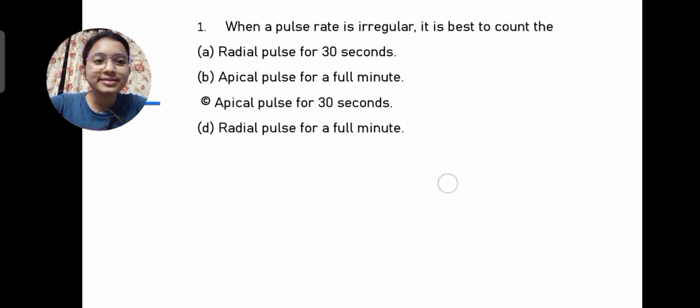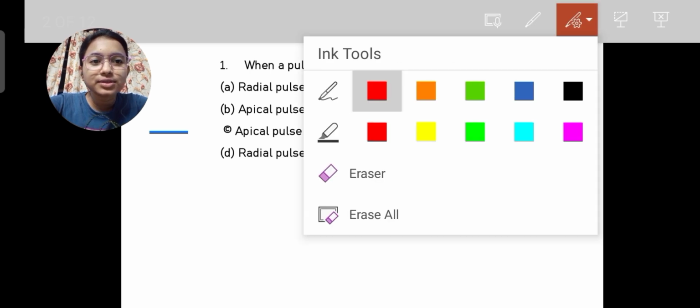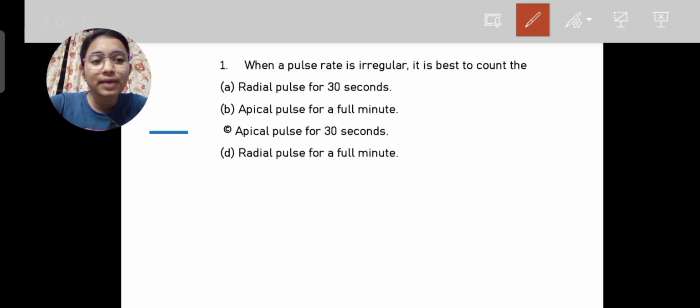So let's start. The first question: when a pulse rate is irregular, it is best to count the radial pulse for 30 seconds, apical pulse for a full minute, apical pulse for 30 seconds, or radial pulse for a full minute. So what will be the right answer? The right answer will be apical pulse for a full minute. We have to check the apical pulse with a stethoscope for 1 minute.